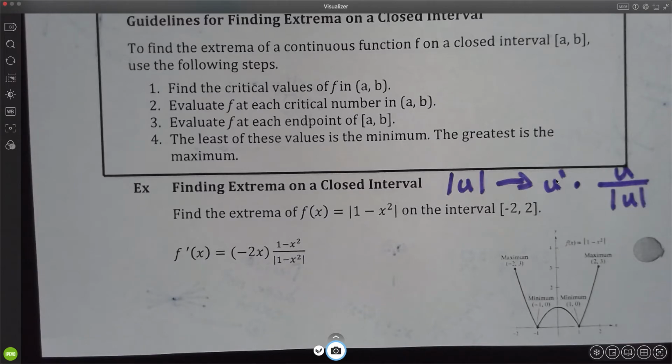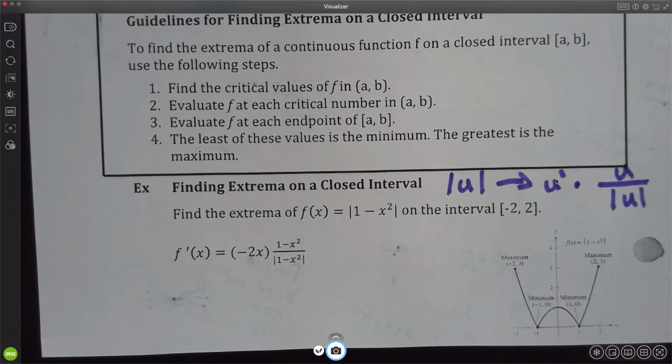So that's what they've done here. This guy, 1 minus x squared, is over 10 times the derivative of that whole thing goes on the bottom. I take it out of absolute values and put it on the top, and then the derivative of 1 minus x squared is just negative 2x, and gets multiplied out in front. Okay? All right, find the extrema.